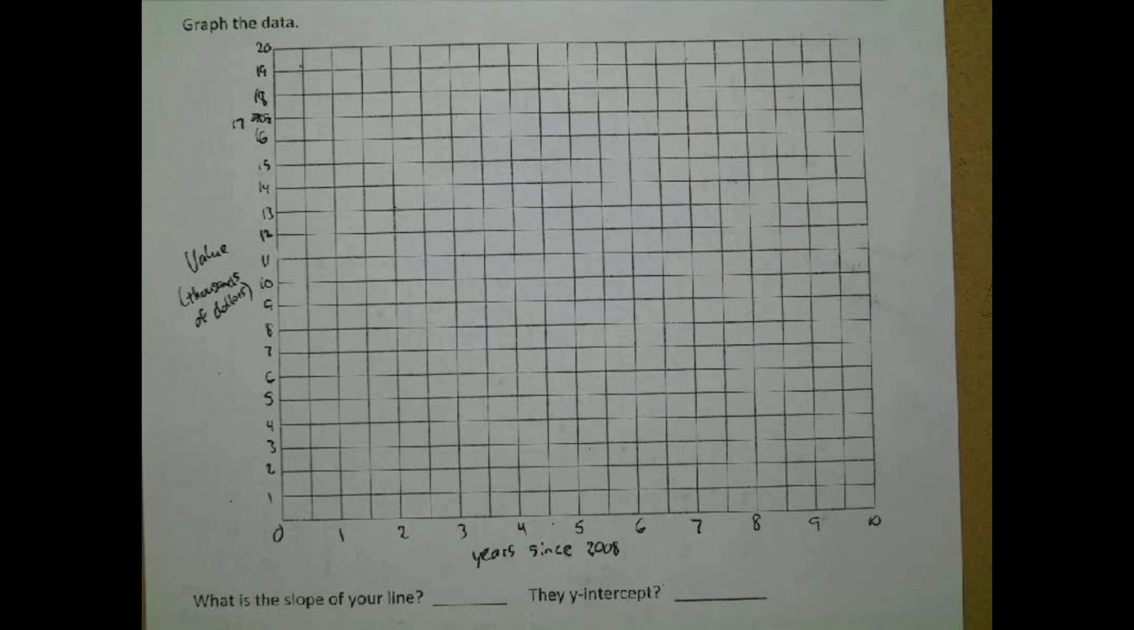So yeah, y equals blah, blah, blah, and then don't forget to look at your r to help you determine the type of correlation. Strong positive, weak positive, strong negative, weak negative.